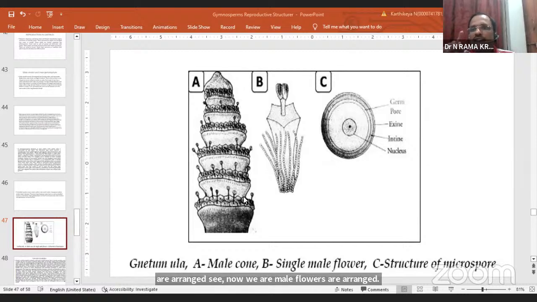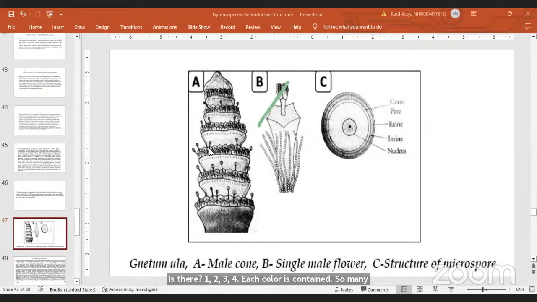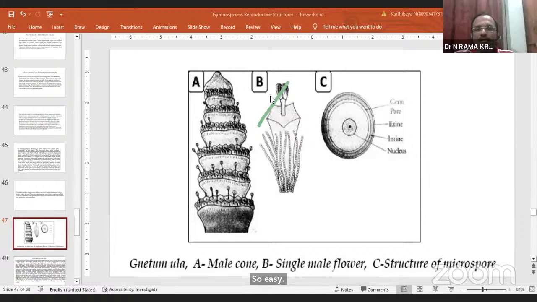Now I am using the word flower. See now here, in this one, some flowers are there: 1, 2, 3, 4. Each collar contains so many flowers, 1, 2, 3, 4, 5, 6, 7, 8. Sir, is it a flower or a flower-like structure? Later I will tell. It's not a true flower, a flower-like structure. We'll tell in the next one.